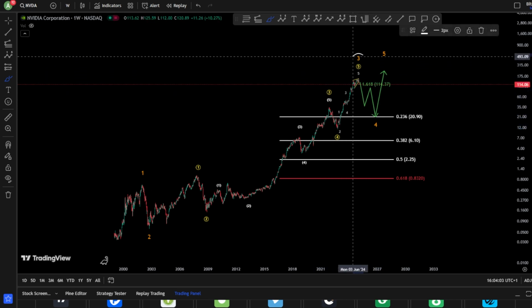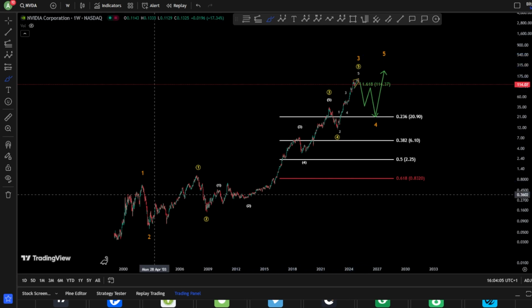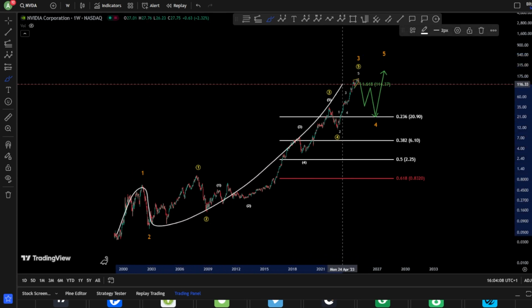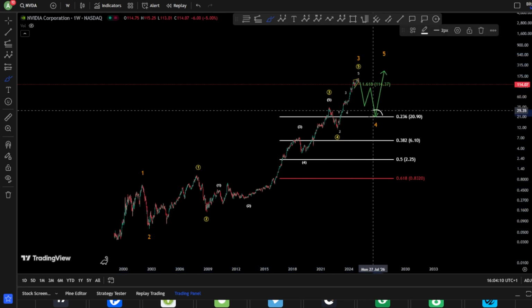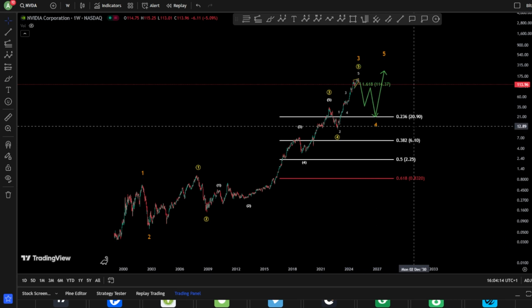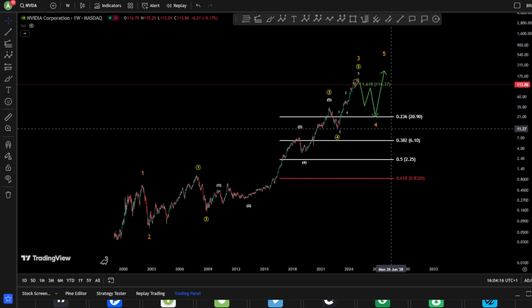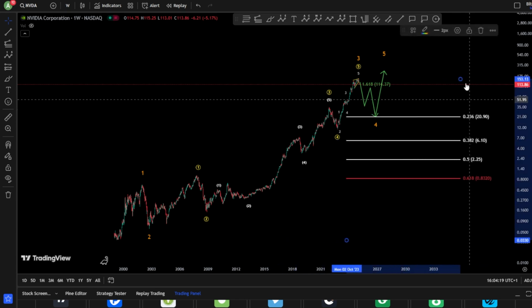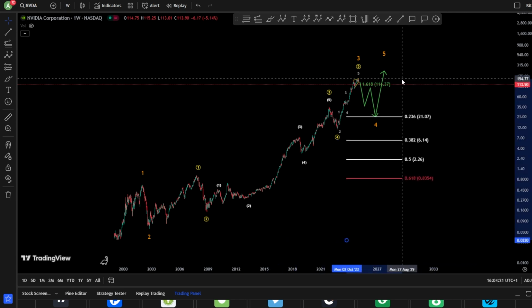With this wave 5 in the yellow, it has finished a wave 3 in the orange. 1 2 3 4 and a 5. We're looking currently for a wave 4 here at the 0.23, $20 or $21 probably, which is the minimum target for a wave 4 in an impulse.